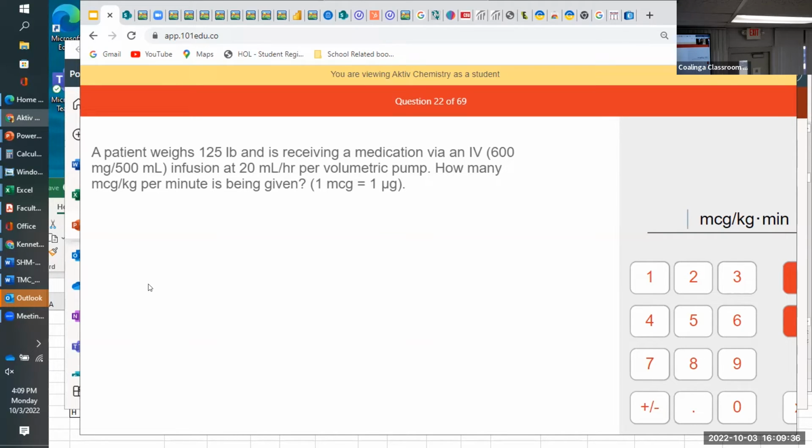A patient weighs 125 pounds and is receiving a medication via an IV, 600 milligrams per 500 milliliters infusion, at 20 milliliters per hour per volumetric pump. How many mcg per kilogram per minute is being given? 1 mcg equals 1 microgram.